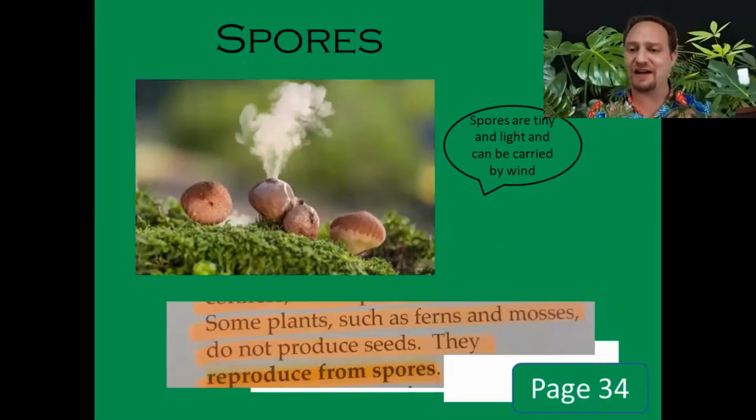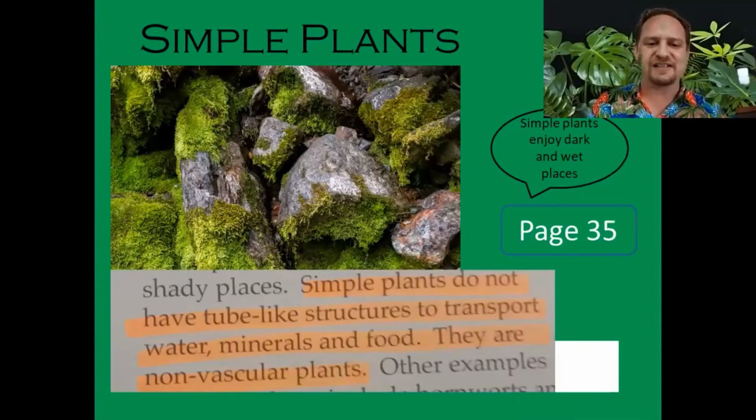Spores. Now, simple plants and ferns use spores to reproduce. Spores are just tiny, tiny, tiny seeds that you can't really see, and they're easily transported through the air with wind. Simple plants, they love damp, shady places. Okay, as you can see in the picture, moss will often grow on rocks. Okay, so simple plants do not have xylem and phloem. Okay, and they are non-vascular plants.